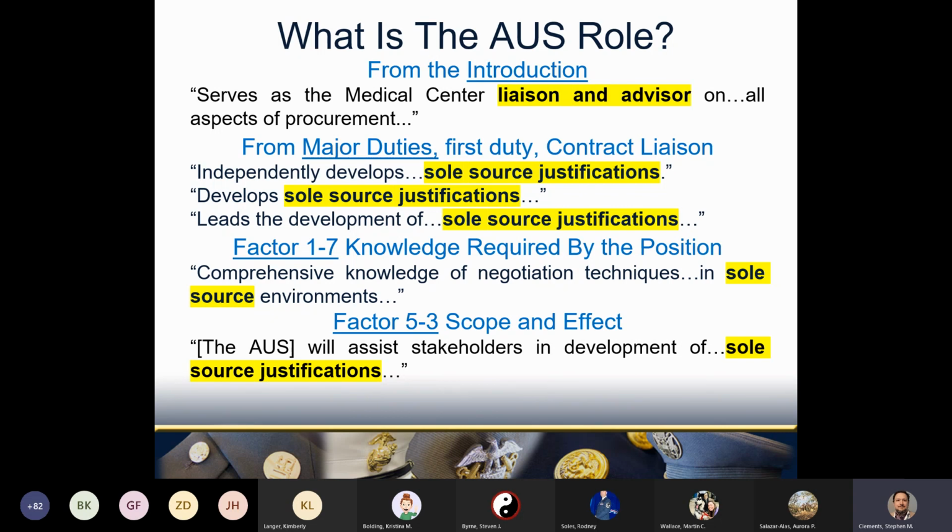The AUS job is to be the contract advisor on all aspects of procurement for our facilities. We have to be able to independently write sole source justification. So we have to be able to do that ourselves and help our customers to do the same, because we know how they work. We know how they're used and how to negotiate them even. As we've seen in other classes, the AUS is charged with being the subject matter expert in the entire acquisition process. Sole sourcing and justifying doing so is repeatedly called out by name in our PD. So this is definitely a topic we have to be experts on.